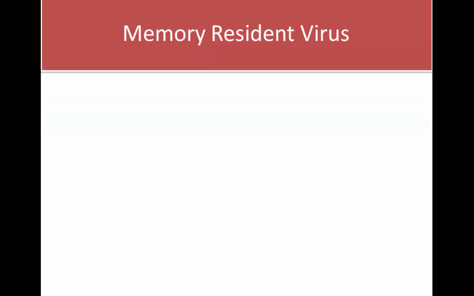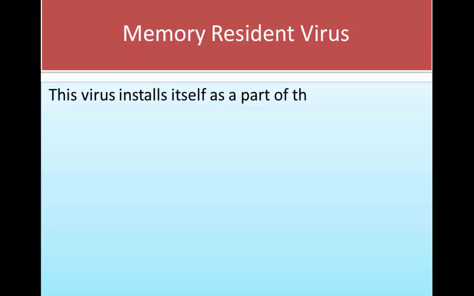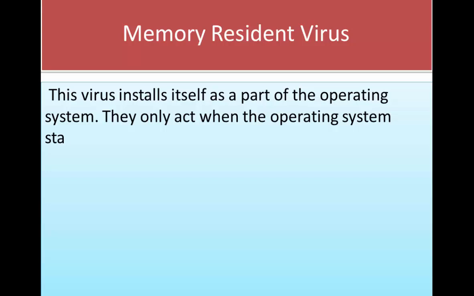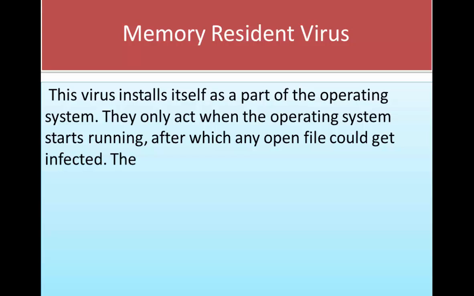Next is your memory resident virus. So what is this? This virus installs itself as a part of the operating system. They only act when the operating system starts running, after which any open file could get infected. They hide themselves in the RAM. As the name sounds, memory resident virus. Resident means where does it lie? Where does it store itself? So it stores itself in the memory, random access memory.